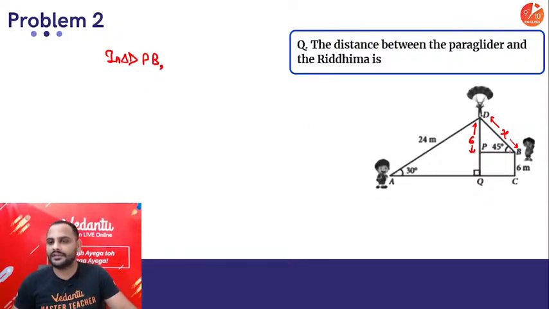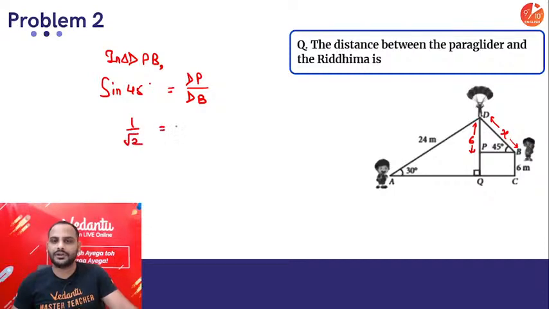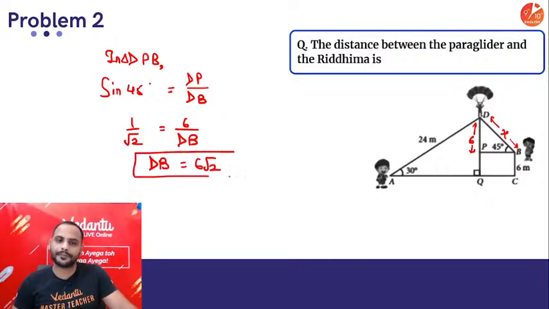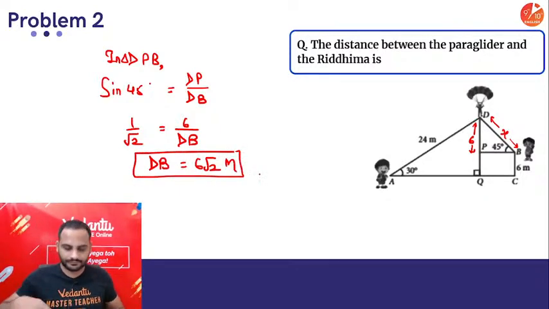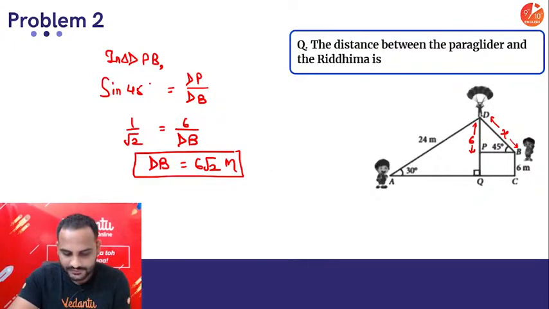DPB, I can say perpendicular is given, want to find out hypotenuse, go for sine. So sine of 45 degree will be equal to perpendicular upon hypotenuse. 1 by root 2 is equal to 6 by DB. You got DB is equal to 6 root 2 meters. DB is 6 root 2 meters.